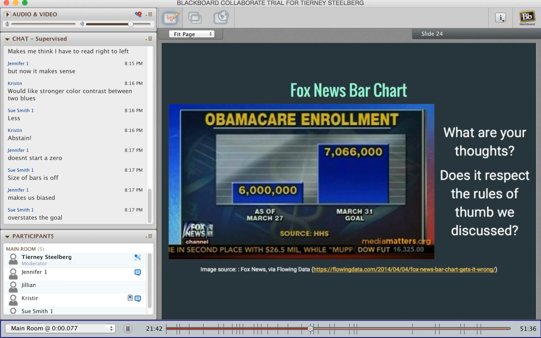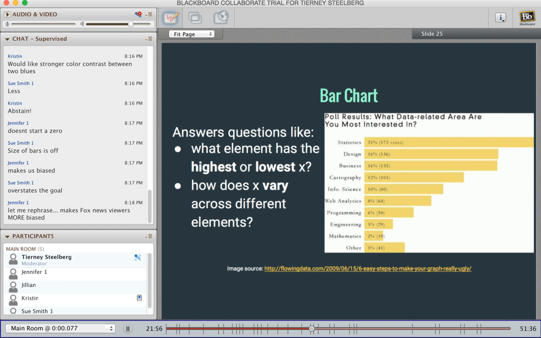The bar chart answers questions like, what element has the highest or lowest X? Or how does X vary across different elements? This is the same bar chart we saw earlier, showing results from Nathan Yow's reader poll on flowing data. It's simple, but it gets the job done. Bar charts are a clean and concise way of presenting poll or survey data, and polls and surveys are a fun way to get your students and patrons thinking about creating their own data and visualizing it.